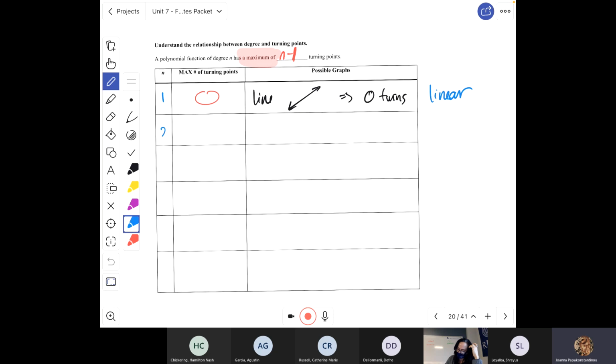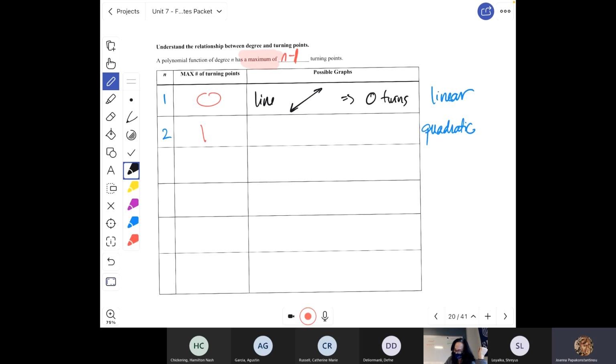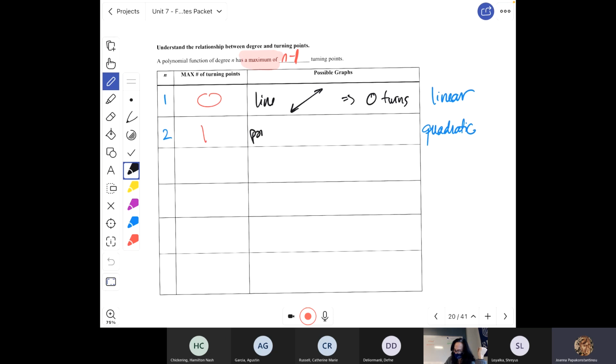Okay, what if n is 2? It is quadratic, right? Let's do it. Okay, so how many turning points maximum can it have? Well, we know it's a parabola, right? It can open up or down. Where's that turning point? Right there.